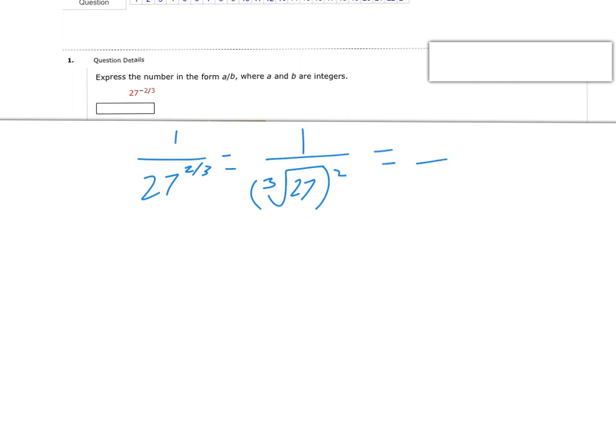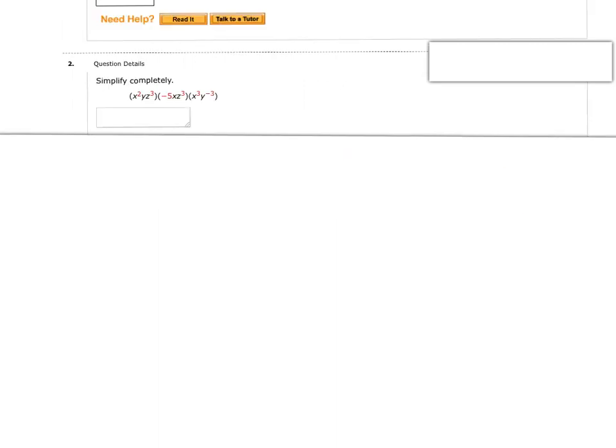So the denominator becomes the root and the numerator becomes the power. I know that the cube root of 27 is 3, so it's going to be 1 over 3 squared, so 1 over 9. All right, next up, we're just going to simplify this. We're going to add all the coefficients. Now, there's only one coefficient here. It's negative 5, so that doesn't have anything to multiply with.